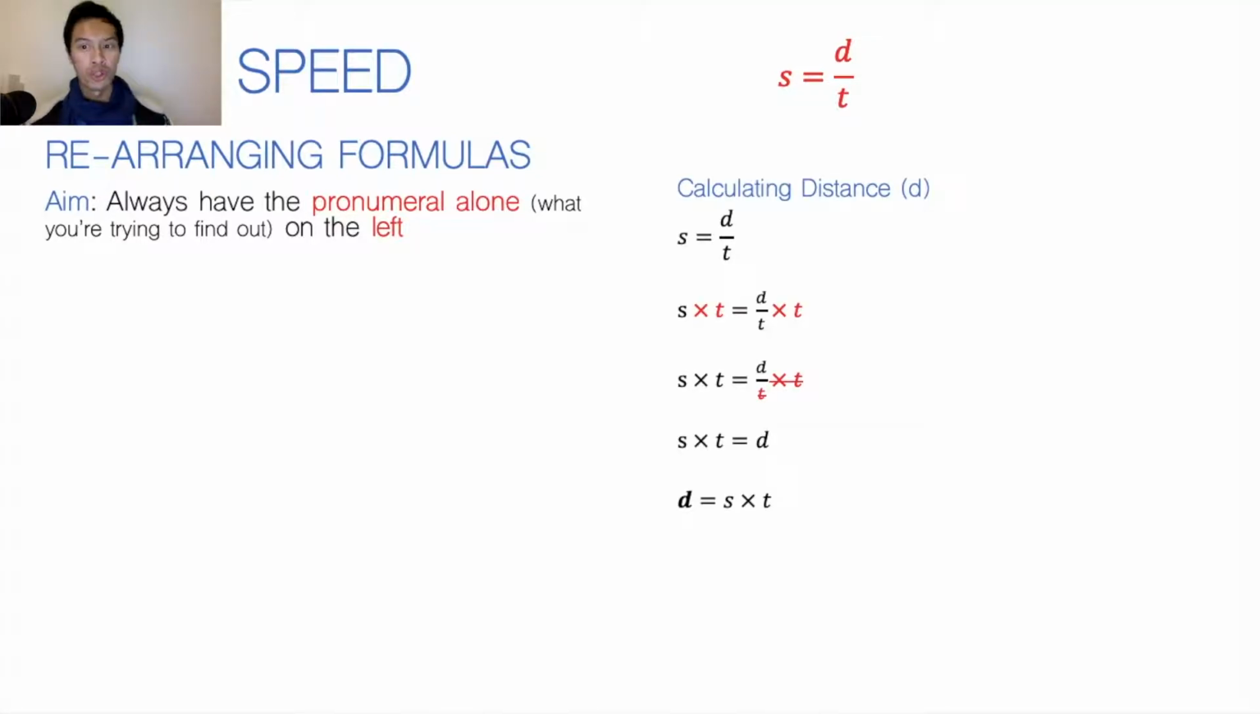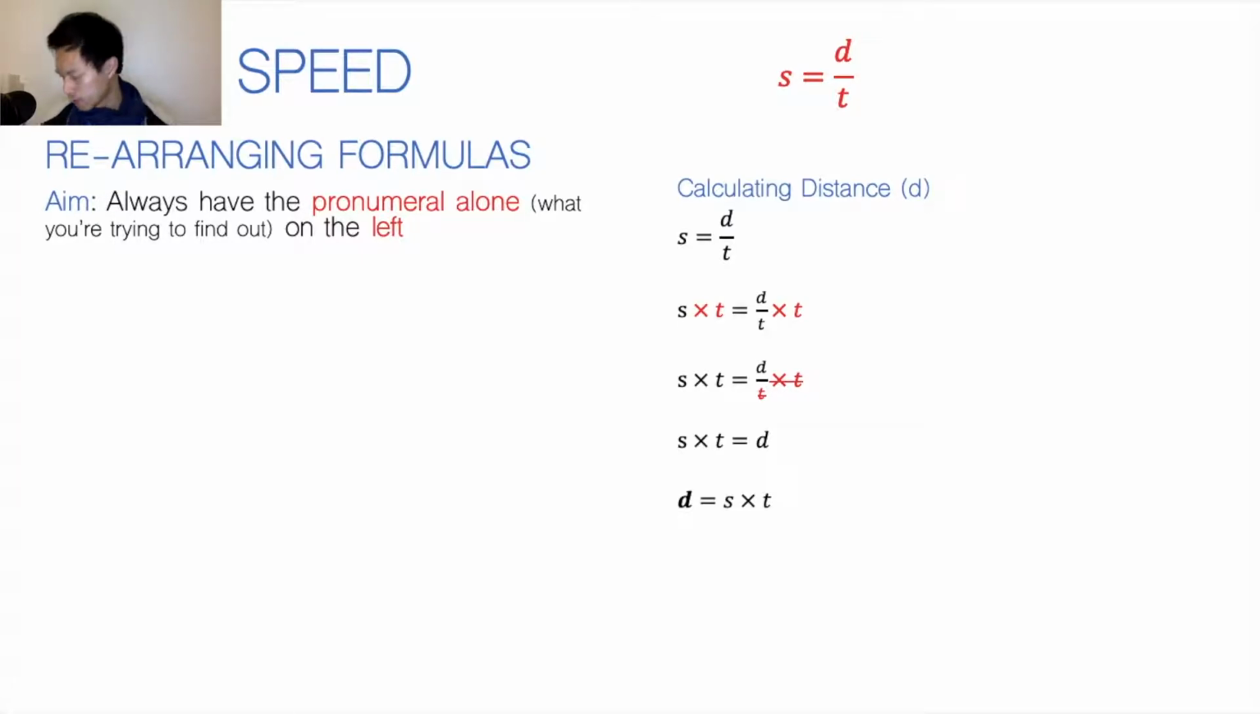So I'm going to show you how to calculate distance by rearranging formulas and then how to calculate time by rearranging the formula. However, I'm going to make a separate video on how to rearrange a general formula because you're going to have to apply these rules to different types of formulas, okay? So how do we get distance on its own?